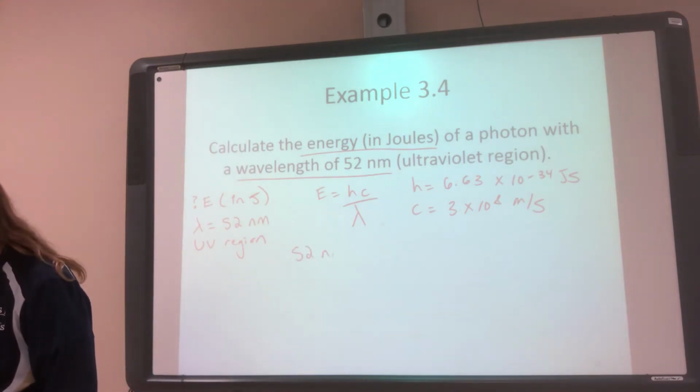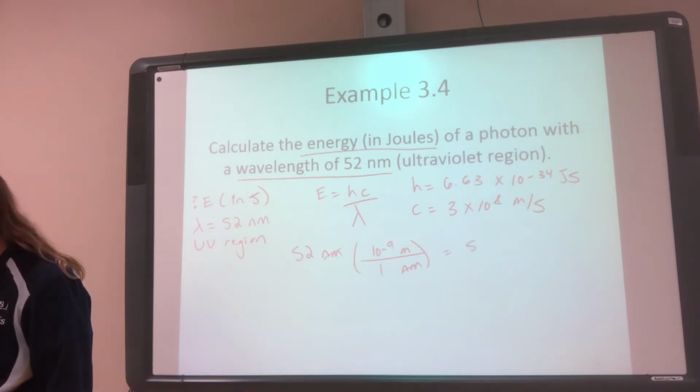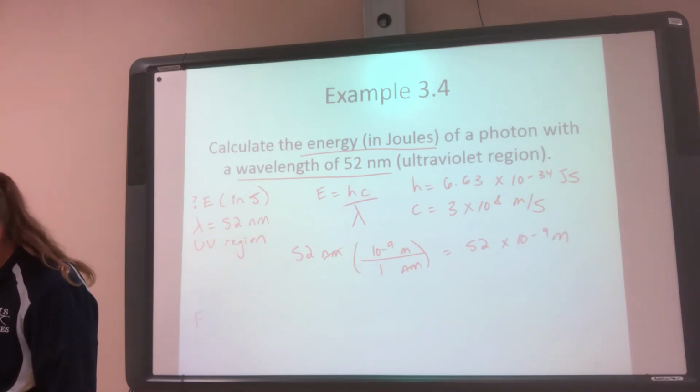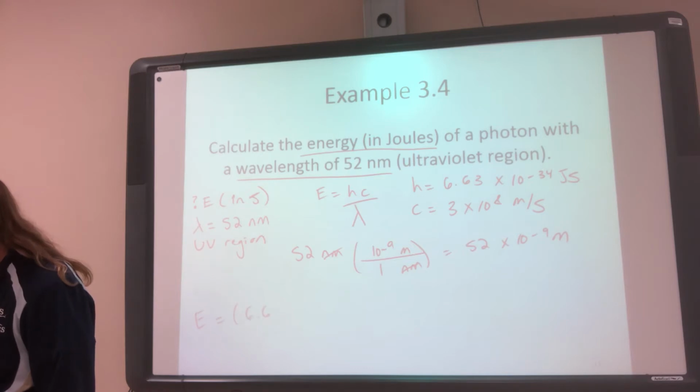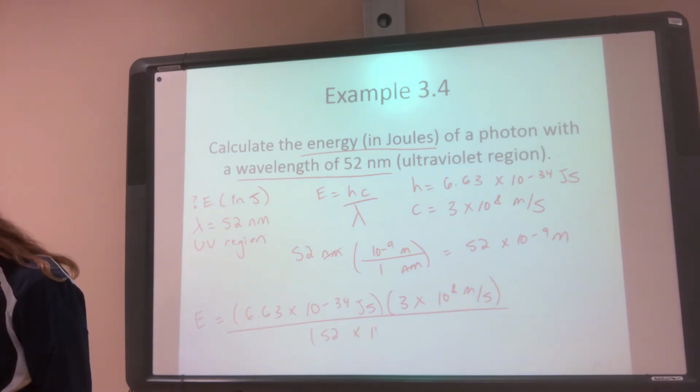So 52 nanometers. Nanometers go on the bottom, meters go on top. Nano stands for 10 to the negative 9, which goes on top, opposite side of the prefix. So I get 52 times 10 to the negative 9 meters. So now I can plug it all in. When you're doing this, you want to always keep your scientific notation values in parentheses. You want to use a lot of parentheses when you're doing your math here. You can't use too many, pretty much.